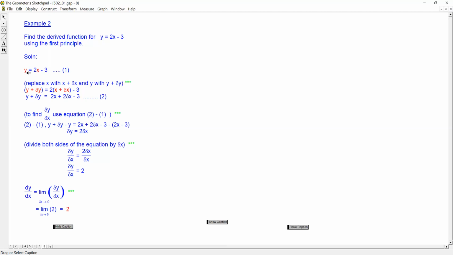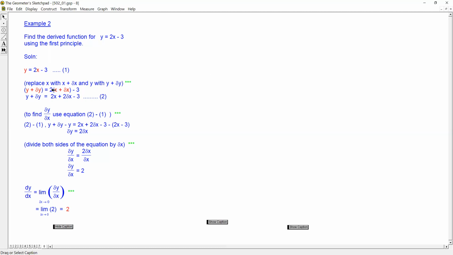Now you see I have written down in red color: the y, you replace it with y plus delta y. The x, you replace it with x plus delta x. The 2 and the 3 are still there. So can you follow how to do the replacement? Okay, so now after replacing, you can see how I replace them.